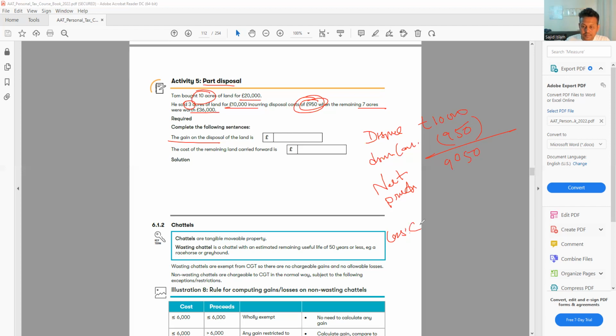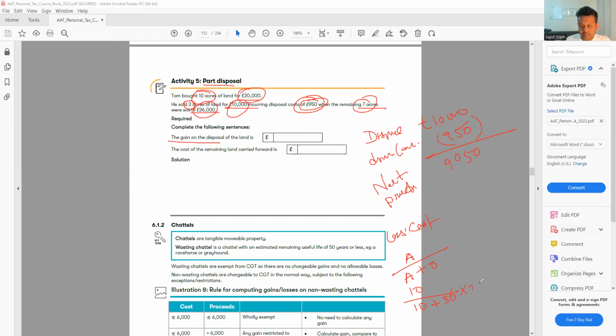And after that, you have to see how much is the cost. Less the cost. And how do we calculate the cost? This is A divided by A plus B. So A, we have the value of the land we sold for 10,000. So A is the 10, and B means the remainder of the value of the asset. So 7 acres, how much is the value? 36. And you have to multiply with the total cost of the asset, that is 20,000.